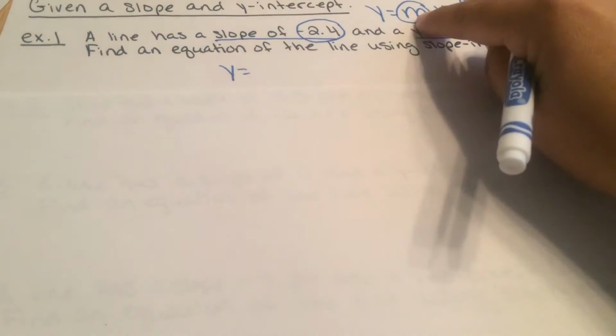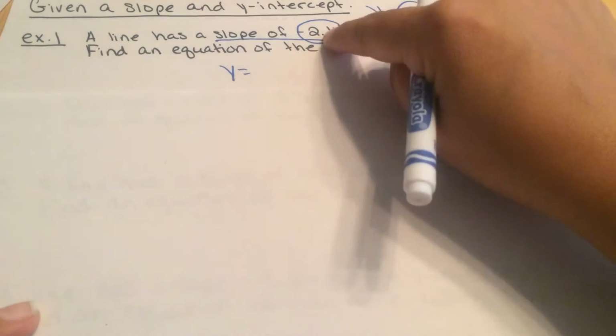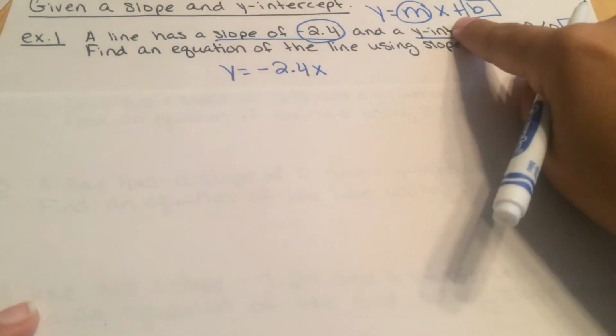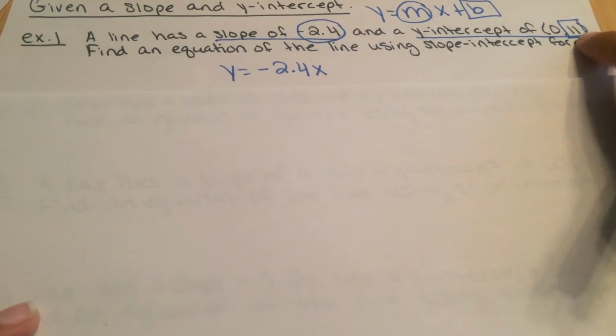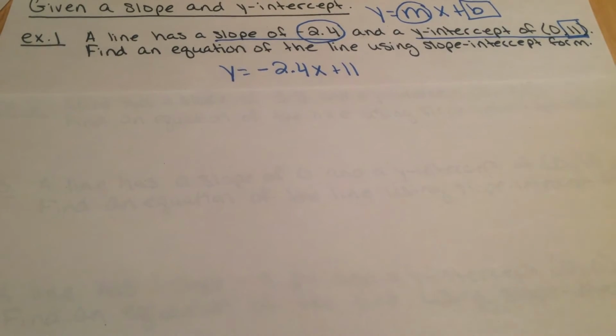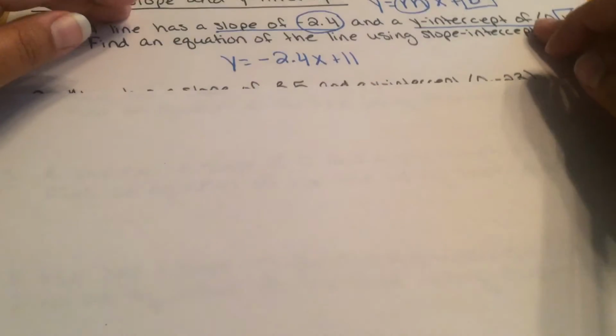Y equals, well, instead of m, what's it going to be? Negative 2.4x plus, and instead of b, what's it going to be? That's right, 11. There we go. That's it. We're done. Pretty easy? Hopefully so. If not, we're going to try another example.